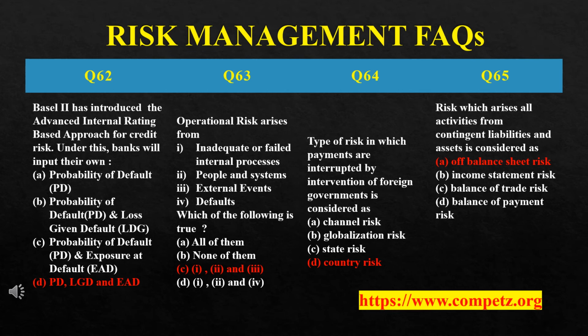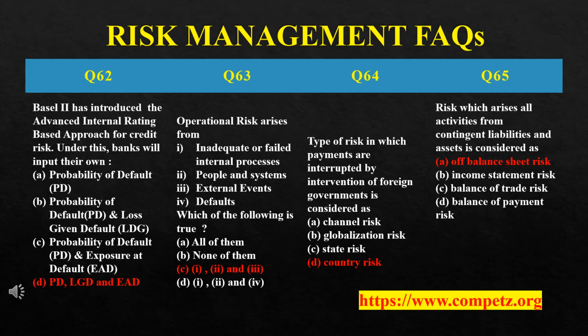Now we will see this slide. This slide has four questions. The first question is question number 62. Read carefully. See on the screen: Basel II has introduced the advanced internal rating based approach for credit risk. Under this, banks will input their own what? What will they input?